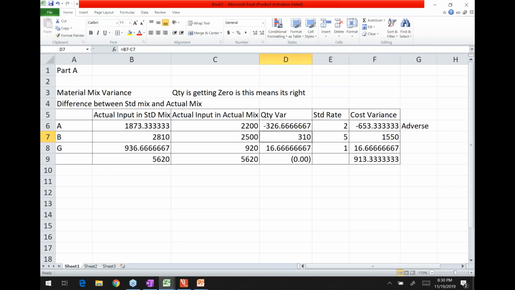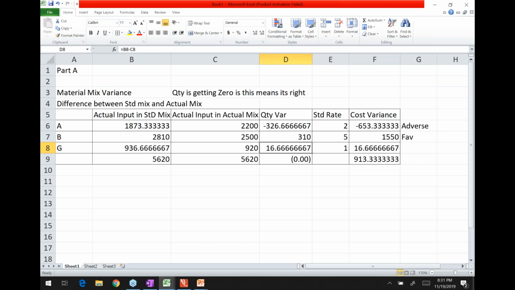When it comes to beta, you can see the actual beta that we have used is 2500 according to actual mix, but how much should we have used according to the standard recipe? We should have used 2810. This means we have used less in terms of actual quantity. We've used less, and whenever you use less quantity, it's favorable.